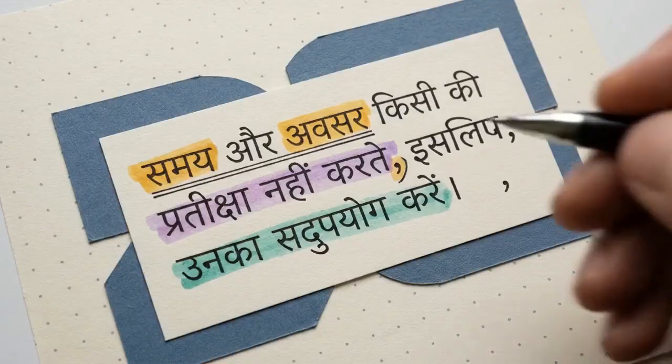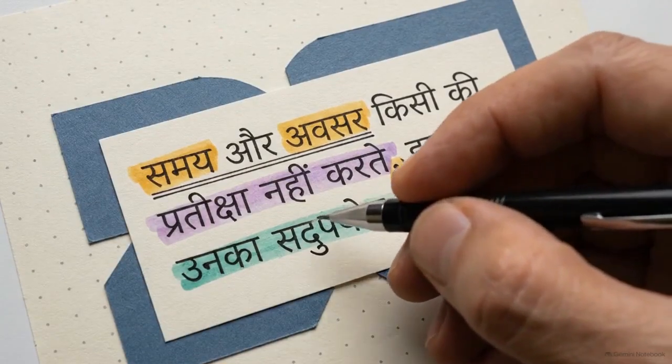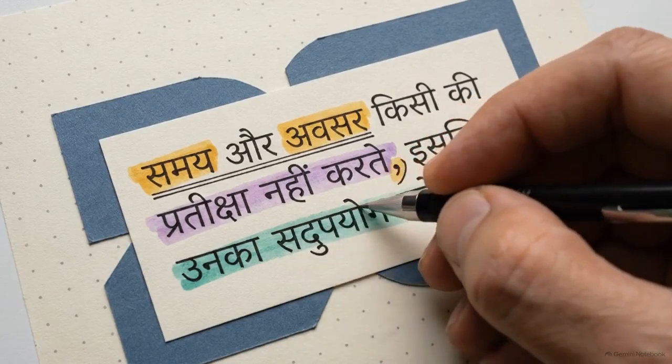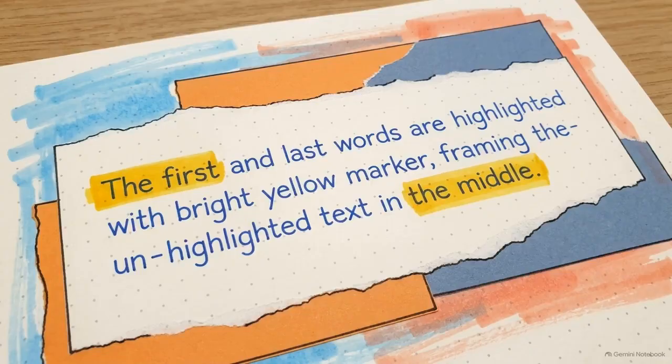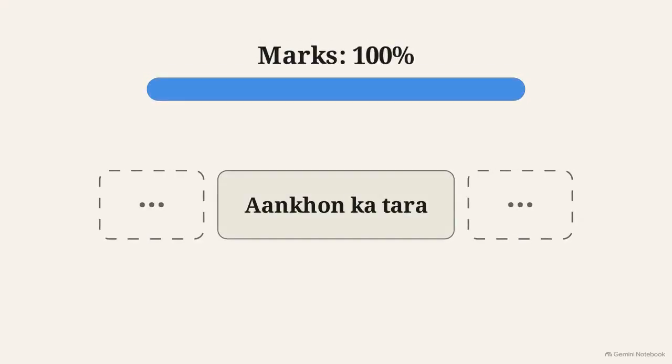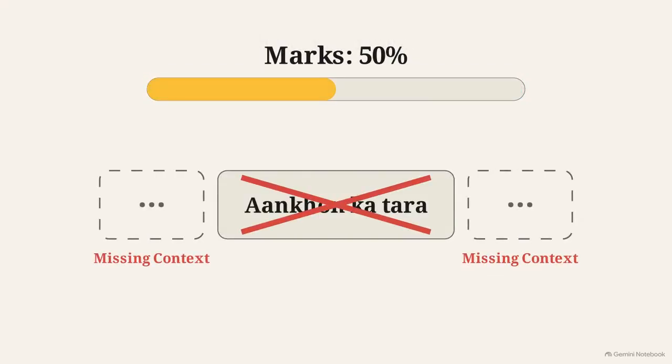In the grammar section, success relies on mechanical precision. You are being tested on your ability to apply specific technical rules. When constructing a sentence for an idiom, or muhavare, the surrounding context must explicitly define the idiom's meaning. Simply using the phrase without context will not earn full marks.